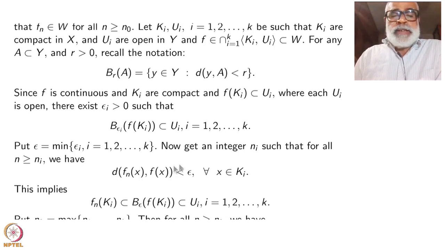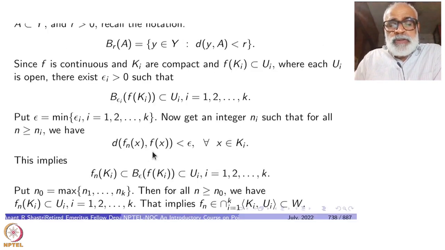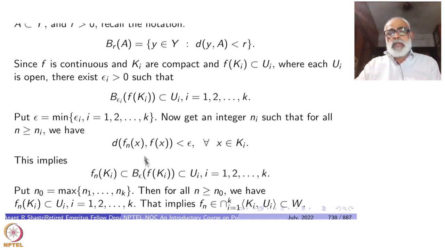Okay. For each Ki, which is compact, I will get an n_i here. But what is the meaning of this one? You see, x is inside Ki, so f(x) will be inside f(Ki), and epsilon is the same epsilon. So if you take the epsilon neighborhood of this f(Ki), then fn of the entire Ki, all the points fn(x), must be inside here. That is true for all Ki, so fn(Ki) must be here. This happens for all i equal to 1, 2, 3 up to k.